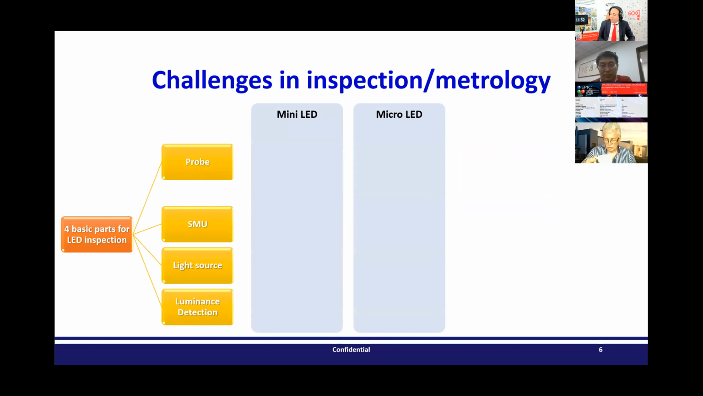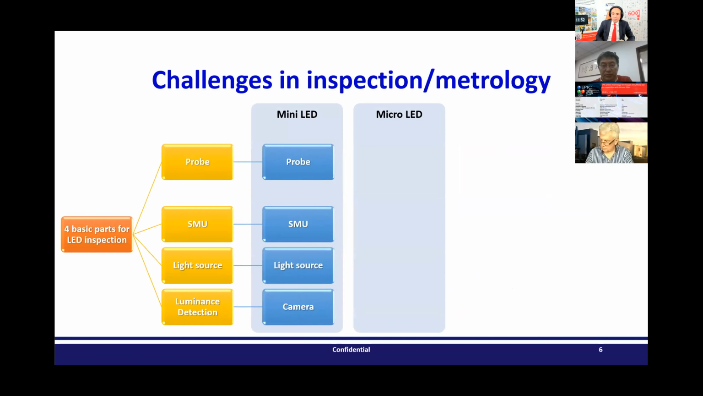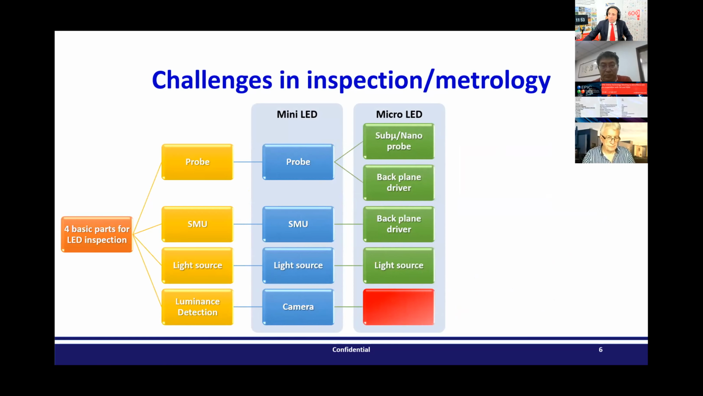And when size is getting smaller and smaller, what kind of problems will happen? The mini LED actually seems still fine, but when things go to micro LED, the LED size is too small, so the probe cannot probe the LED correctly. So there are some works about the submicro and nano probe. But I know some other teams in Taiwan, they try to change their mind. Why not use a backplane to light up the micro LED? And if the backplane can measure the electrical properties at the same time, it will be a great platform for the micro LED inspection.